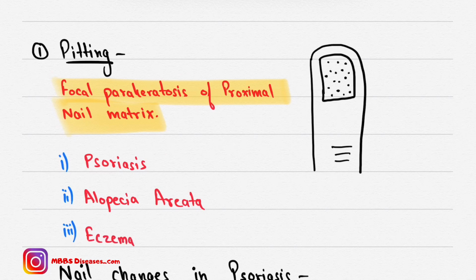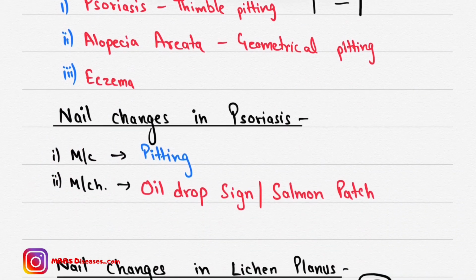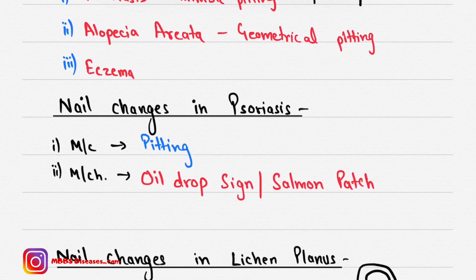In psoriasis we have thimble type pitting. In alopecia areata we have geometrical or bisymmetrical pitting. Now coming to nail changes in psoriasis. The most common is pitting. Pitting is present in psoriasis, and the most characteristic is the oil drop sign, or we can also say salmon patch. So these are the nail changes in psoriasis.